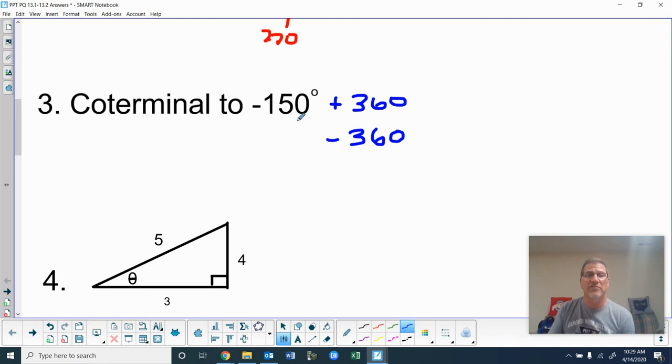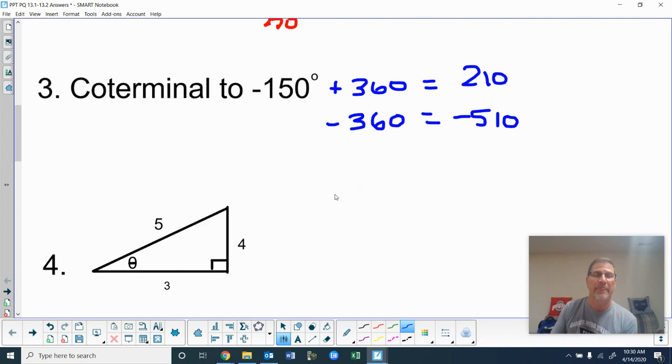Now, if this number is smaller than negative 360, you're going to have to add 360 twice or more times till you get a positive. And if it's more than 360, you might have to subtract 360 a couple times to make it a negative. So some of you are adding and subtracting 180. You need 360. When you add 360, you get 210 degrees. There's my positive. And when you subtract 360, you get negative 510 degrees. So those two are coterminal to negative 150.